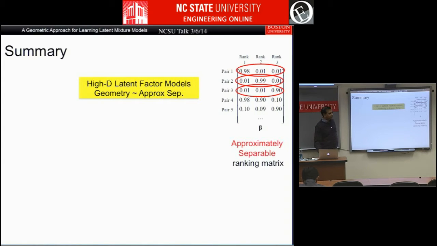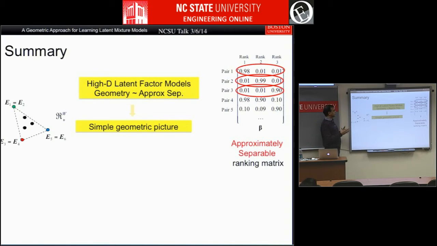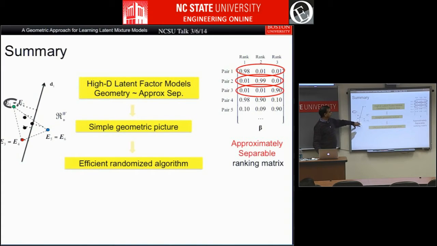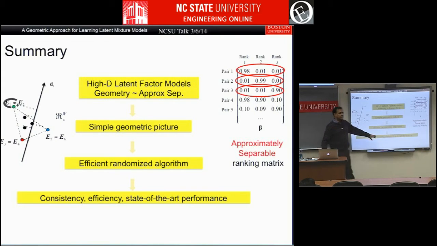So I'll summarize. What have we done? This is the way to think about it. There are lots and lots of problems that deal with latent factor models. What we are saying here is that many of these models, by virtue of high dimensionality, can be approximated by approximately separable models. If that geometry is true, which is the simple geometry, then immediately you can design efficient randomized algorithms and obtain consistency, efficiency, and state-of-the-art performance.